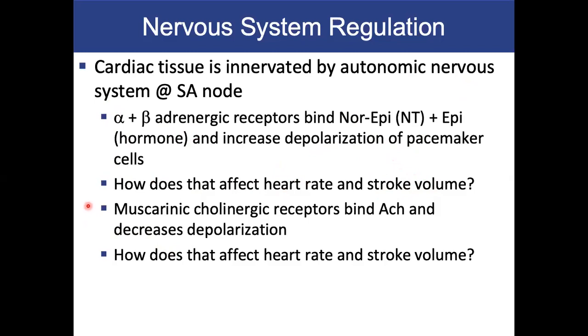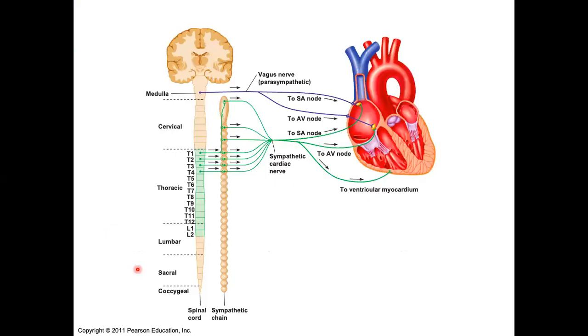For parasympathetic nervous system, it is going to bind to muscarinic cholinergic receptors. So acetylcholine is released from the parasympathetic nervous system. It binds to muscarinic cholinergic receptors, and that's going to slow down depolarization. So when you slow down depolarizations, that's going to decrease heart rate and stroke volume. All right. So make sure you draw this out and know this, because that's really important.